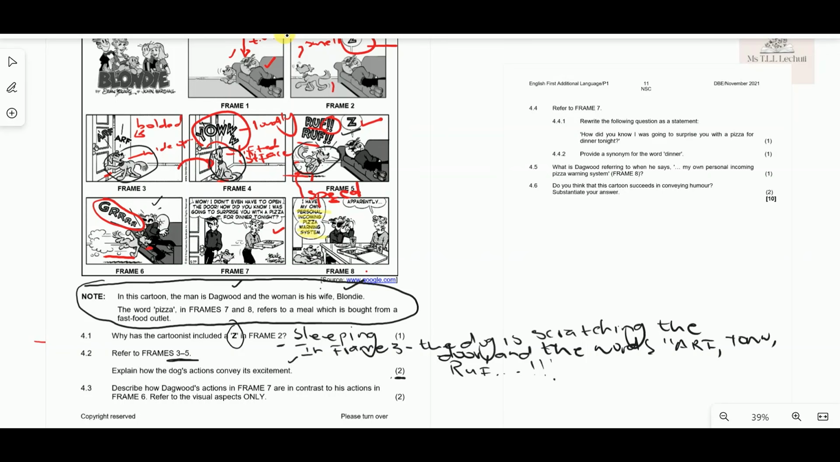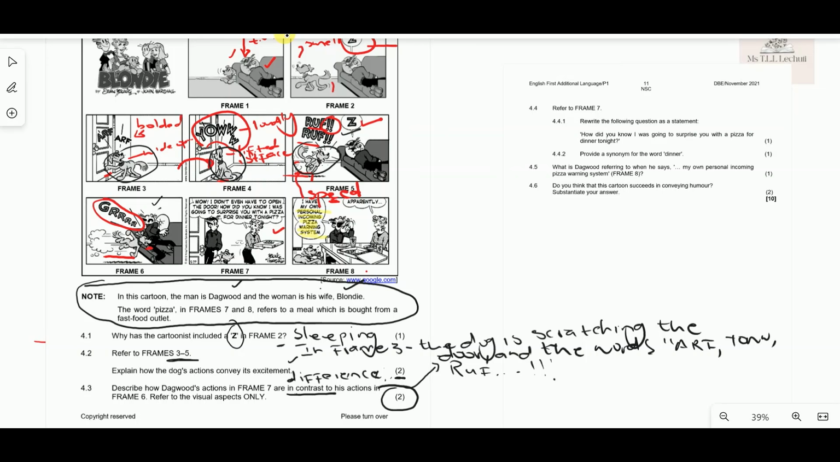Okay, right. Now 4.3, describe how Darkwood's actions in frame 7 are in contrast to his actions in frame 6. Learners, if the examiner talks about contrast, he or she is actually looking for difference. In your answer, I should be able to note the difference. Now this question carries 2 marks. So if you want contrast, you want difference, I'm going to go back to what I've said earlier. You can't only talk about the body language. Talk about the words. If there are no words, describe the body language.